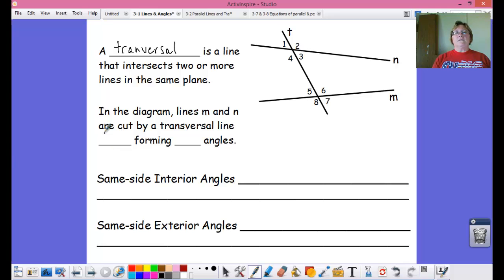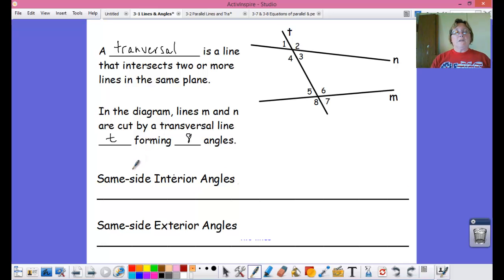In that diagram, you can see that the transversal line T forms 8 different angles with lines N and M. We want to define some angle types here, and the names are very descriptive. It won't take us long to get these things. These 8 angles have some special names, and the names are very descriptive about where they're at in the diagram. Same side interior angles. If you would think about that for a minute, interior, you can think of that as being between or on the inside, if you will.